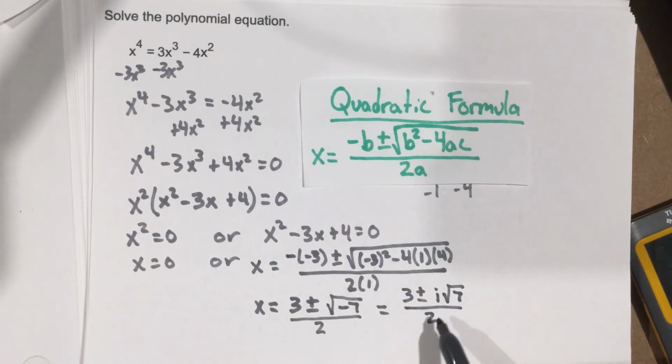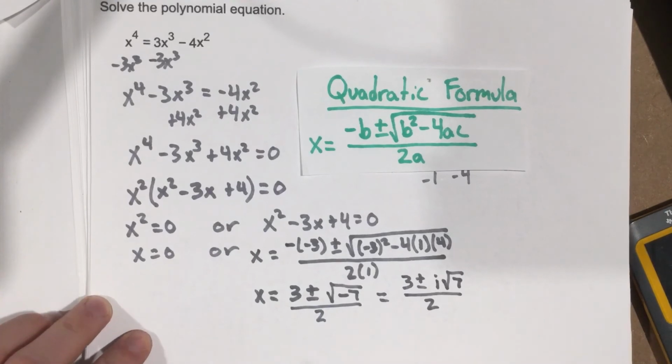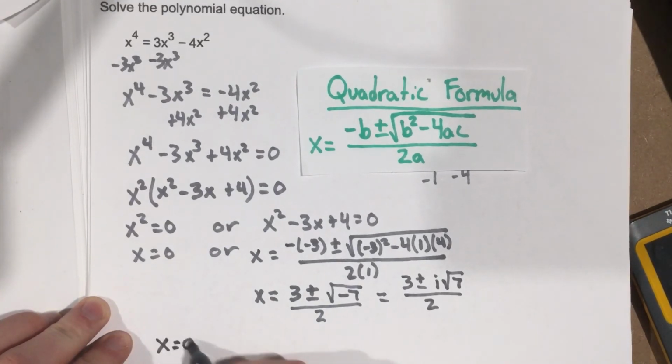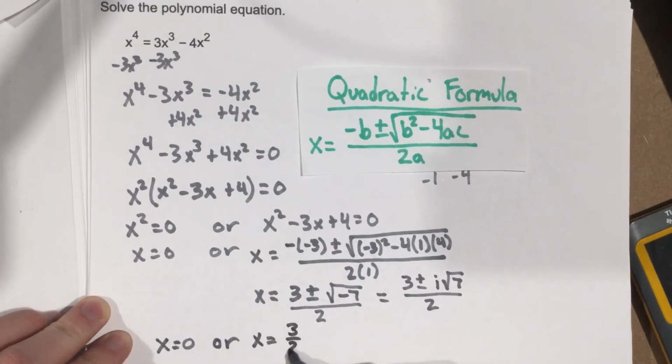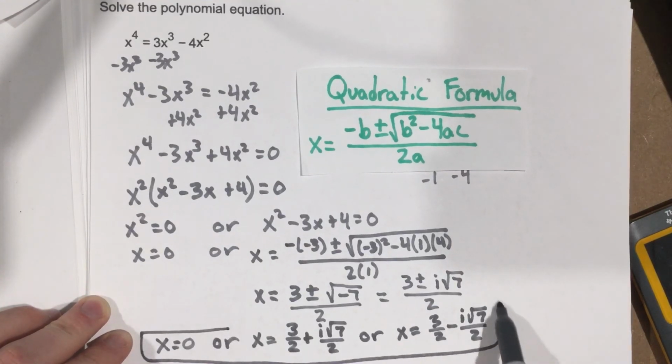Last step is I can split this denominator to separate this. I'm going to do it all at the same time. So my solutions are x equals 0, or x equals 3 over 2 plus i root 7 over 2, or x equals 3 over 2 minus i root 7 over 2. So these are the solutions. I just split that denominator at the end. These are the solutions to this polynomial.